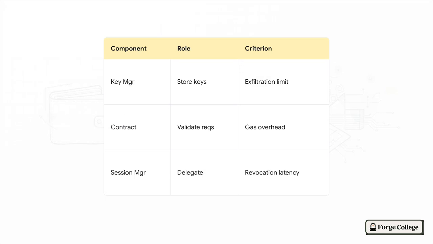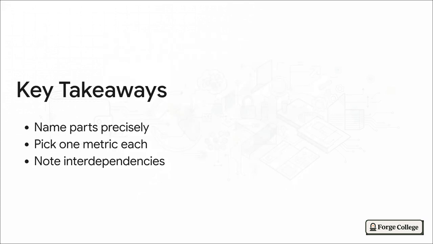When you actually assemble these pieces, it's pretty awesome to see. You perfectly align that fluffy abstract theory with hard engineering reality. Take your key manager, for example. Its conceptual role is to securely store signing keys, right? Well, its evaluation metric is its resistance to key exfiltration, which we might measure by the number of privileged operations that require attestations. Or look at the smart contract wallet. Its role is validating incoming requests, and we measure that by checking the gas overhead per transaction versus a standard account.